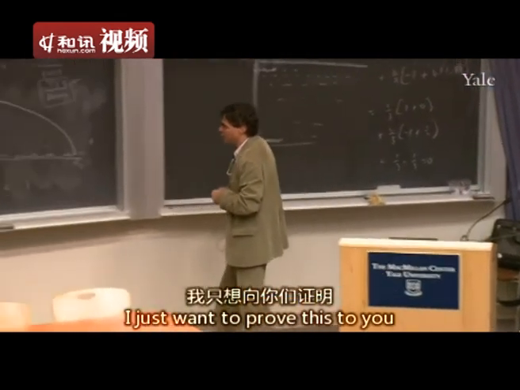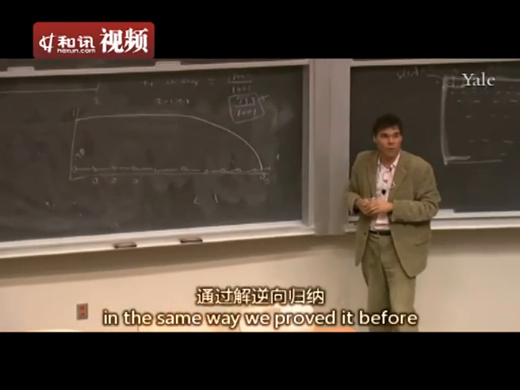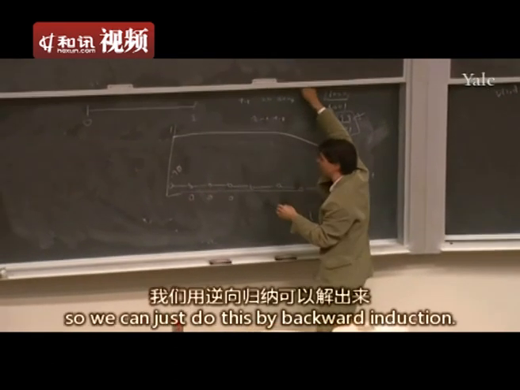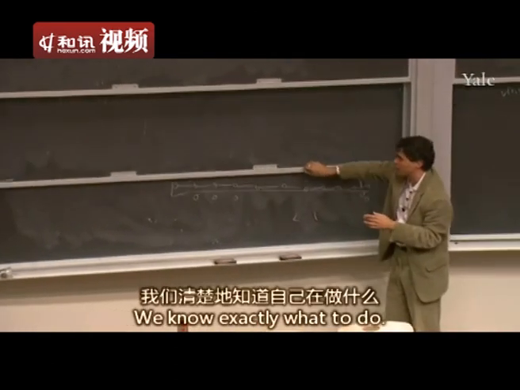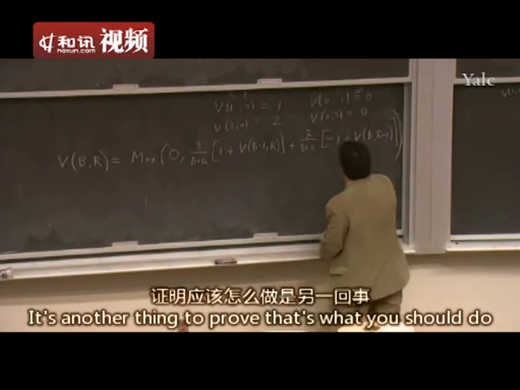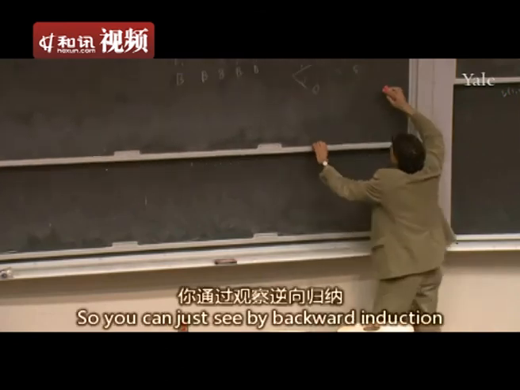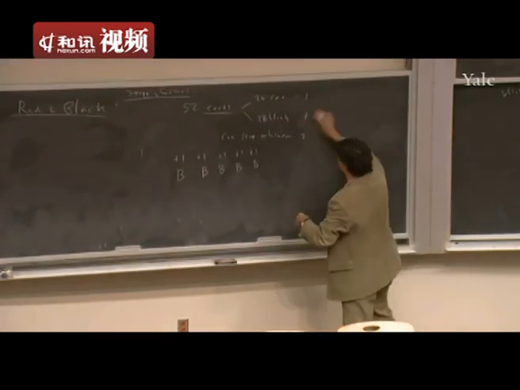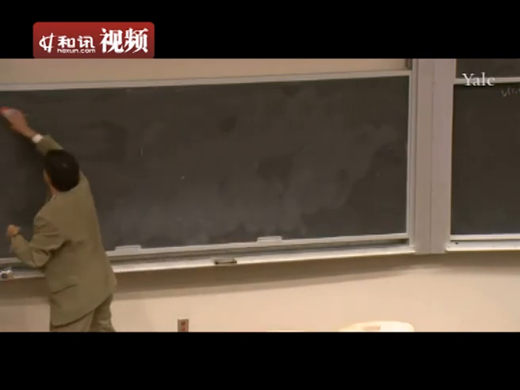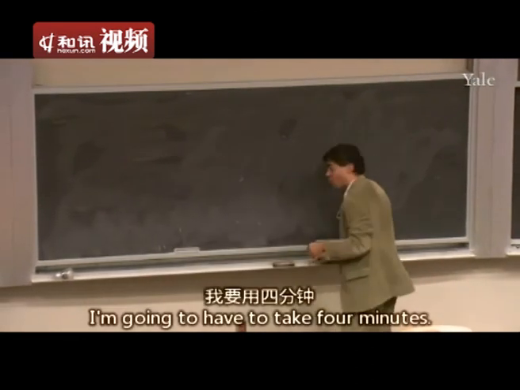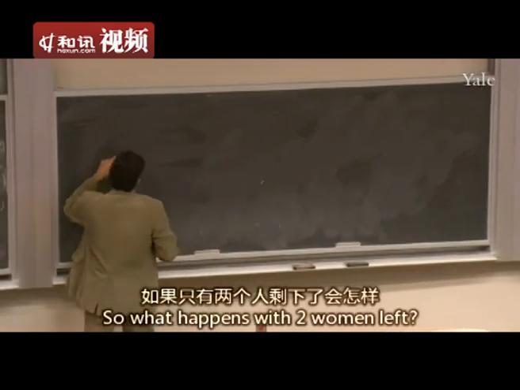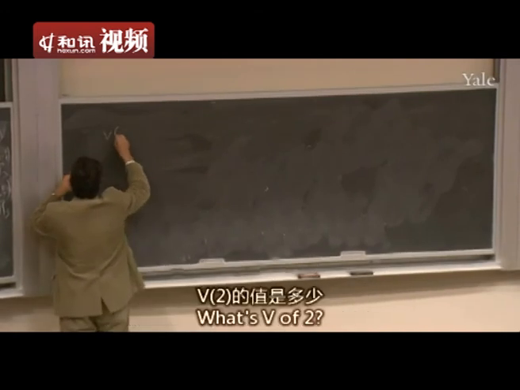So anyway, I just want to prove this to you in the same way we proved it before, by solving for the optimal by backward induction. We know exactly what to do. It's one thing to say what you should do. It's another thing to prove that's what you should do, and I'm going to prove it now. You can see by backward induction how easy it is to do these things. I'm going to have to take 4 minutes. If you can hang out for 4 minutes, we'll get this. So what happens with 2 women left? What's V of 2?